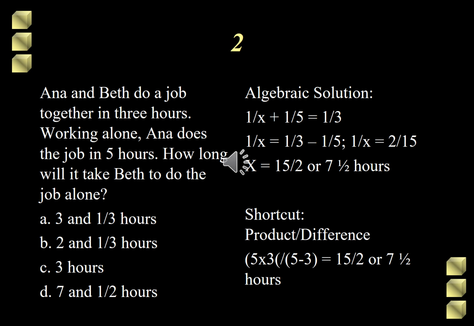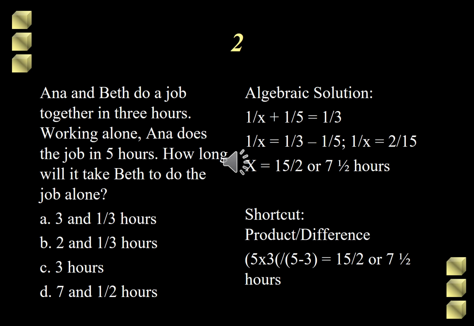Now, for me, I would incline myself to letter D. It's greater than 3 1/3, and it's close to 5. So let's go to the concept of work-related problems and how to go along with this problem using an algebraic solution. I let x be the time of Beth doing the job alone.